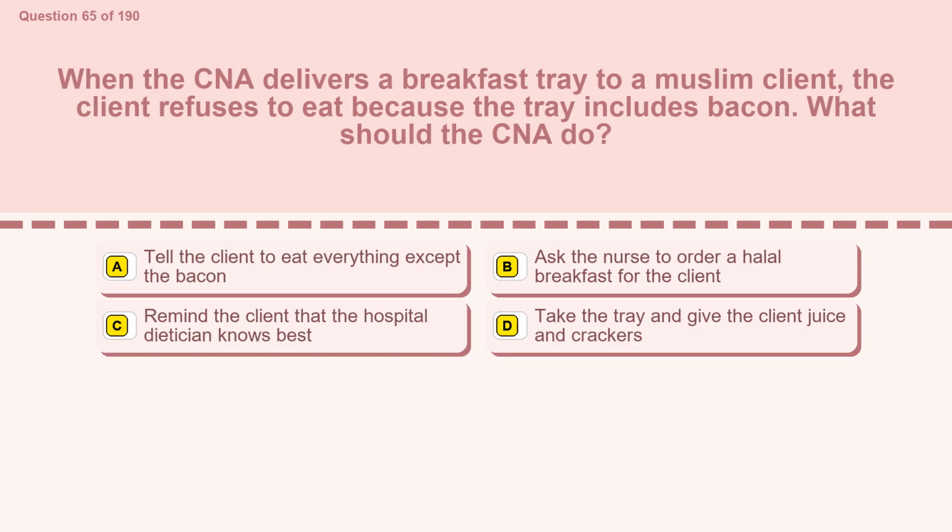Question 65. When the CNA delivers a breakfast tray to a Muslim client, the client refuses to eat because the tray includes bacon. What should the CNA do? Option A, tell the client to eat everything except the bacon. Option B, ask the nurse to order a halal breakfast for the client. Option C, remind the client that the hospital dietitian knows best. Option D, take the tray and give the client juice and crackers.